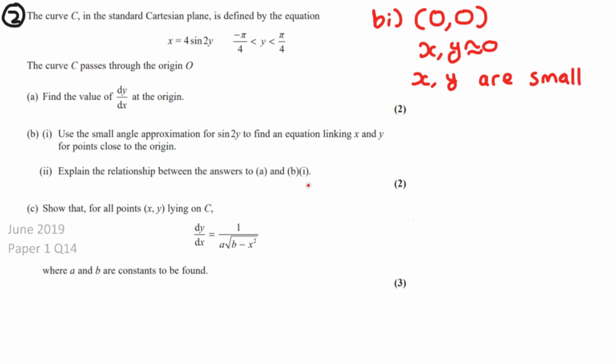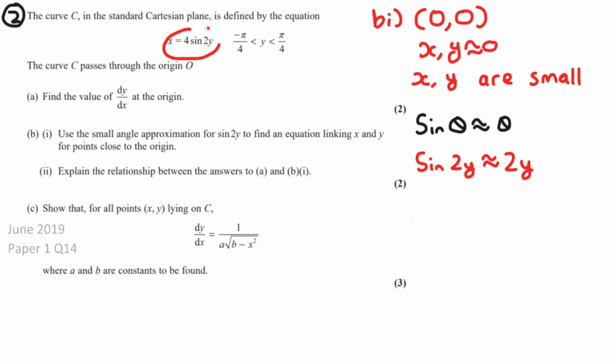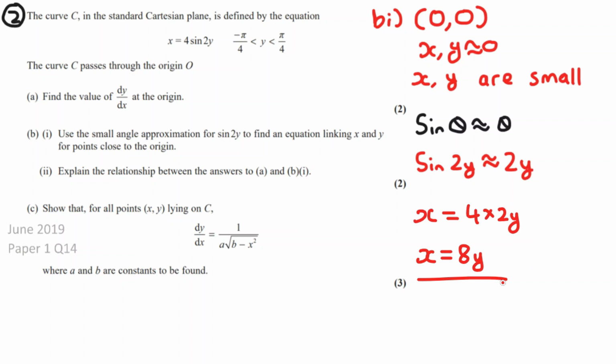Remember, these small angle approximations are given to you in the formula booklet: sin of theta is approximately equal to theta. So sin of 2y is approximately equal to 2y. For this equation here, x is equal to 4 sin of 2y, we can substitute sin of 2y with just 2y. So x is equal to 4 multiplied by 2y, so x is equal to 8y. So this is the equation linking x and y.